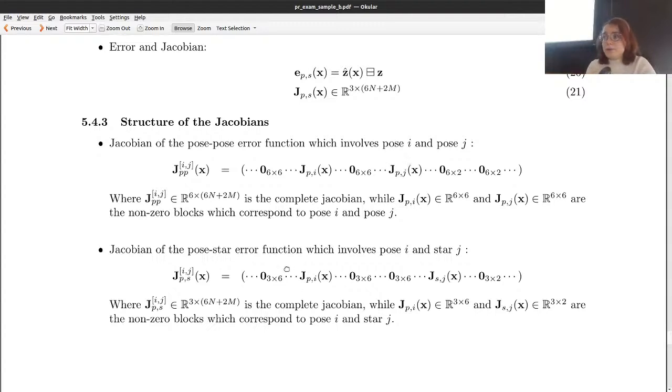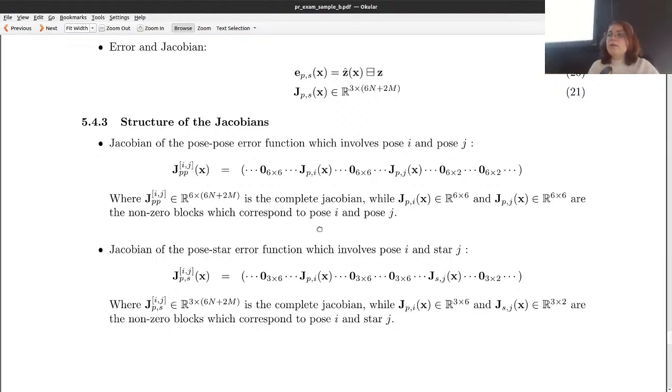As far as the pose-star error function is concerned, as I was mentioning above, we have a 3 times 6n plus 2m block. And in this case, you will have to highlight that you have a non-zero block for the pose and a non-zero block for the landmark. Of course, the dimension of the non-zero block for the pose is 3 times 6, while the dimension of the non-zero block for the landmark is 3 times 2.